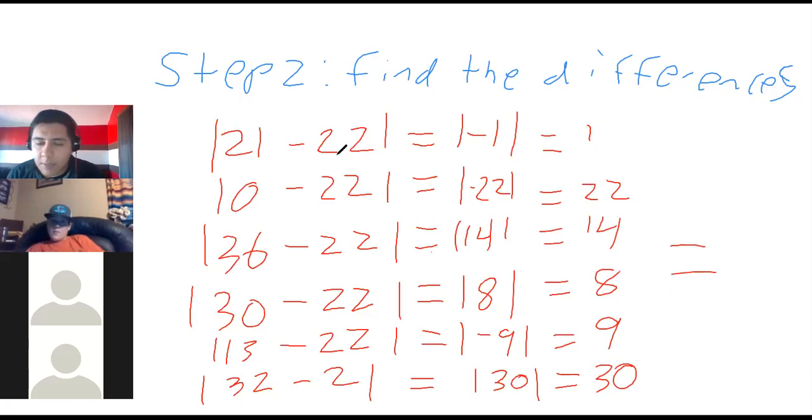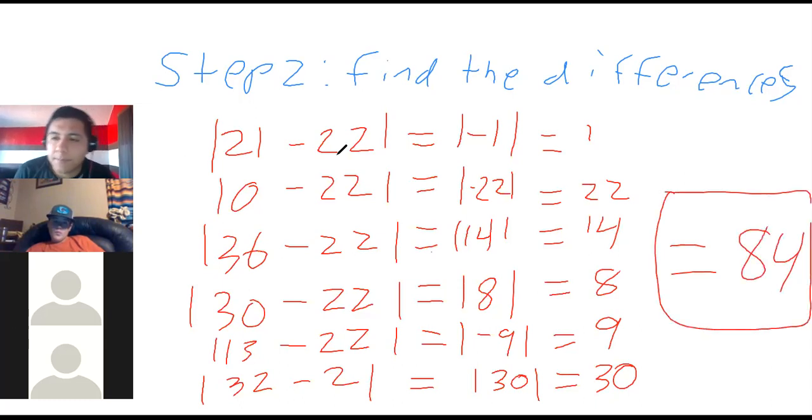And we're going to add them all up together. So 1 plus 22 plus 14 plus 8 plus 9 plus 30 will be equal to 84. So our step 2, find the differences and add them together, will be 84. Now again, it looks like a lot of work, but later on we'll make it a little bit simpler. Okay.